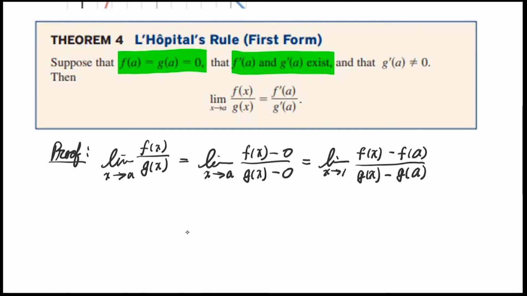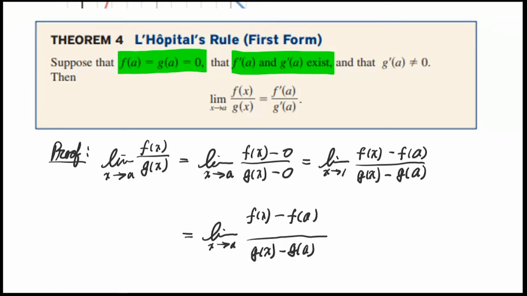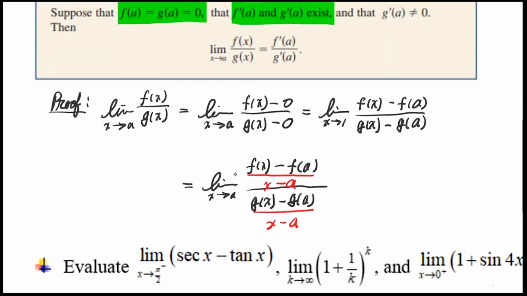Okay, now continue here. The limit as x approaches a of f(x) minus f(a) over g(x) minus g(a). Whenever a math teacher leaves a space like that, it's going to insert something. And guess what I'm going to insert here? That and that. That is the same thing as the limit.